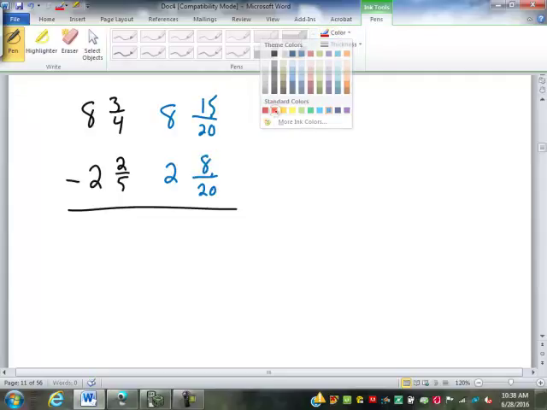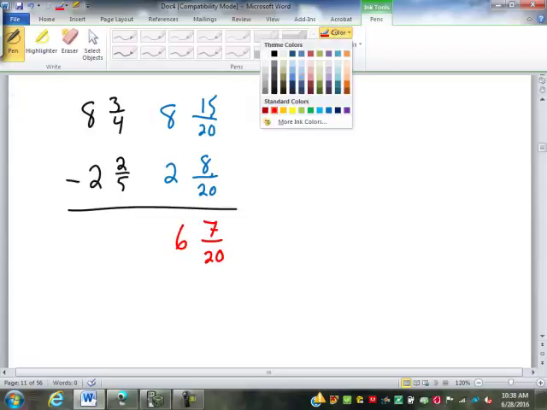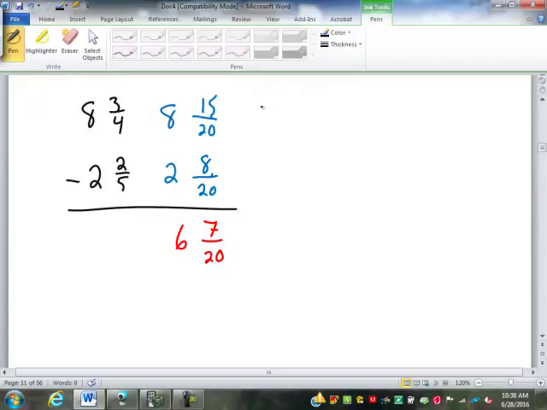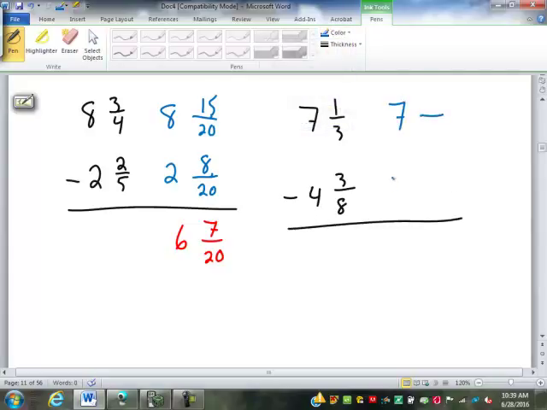Good. Now, just like whole numbers, we're still going right to left, but we're subtracting. So 15 minus 8 makes 7, and we keep the name of 20ths. 8 minus 2 is 6. Well, again, it's not going to stay quite that simple. This gets a little trickier with subtraction. So we need to find a common denominator.